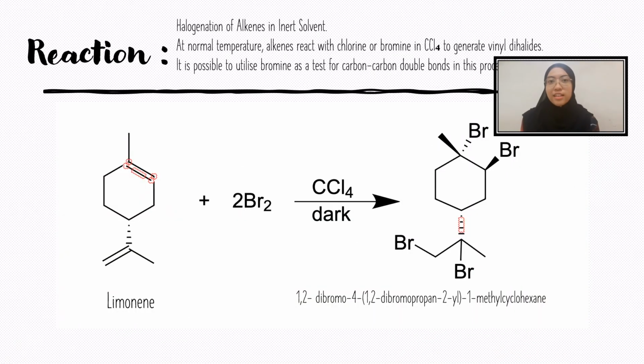One of the reactions that we chose that could occur for limonene is halogenation of alkenes in an inert solvent. At normal temperature, alkenes, or in this situation limonene, react with bromine in carbon tetrachloride to generate vicinal dihalides. The product that we will get is 1,2-dibromo-4-(1,2-dibromopropan-2-yl)-1-methylcyclohexane.